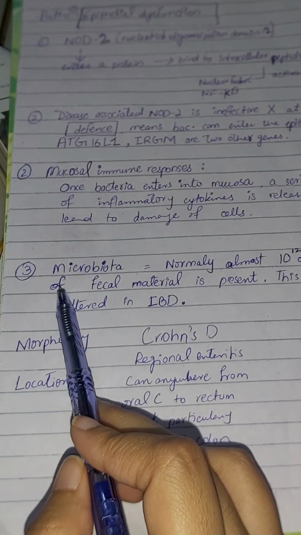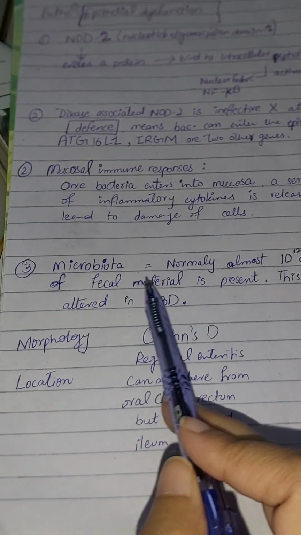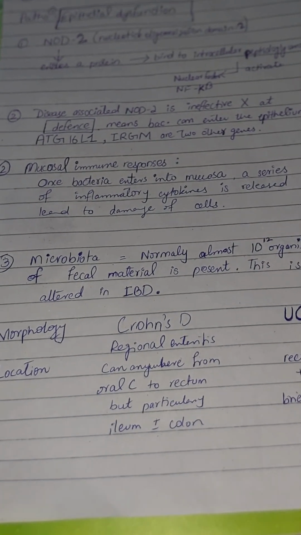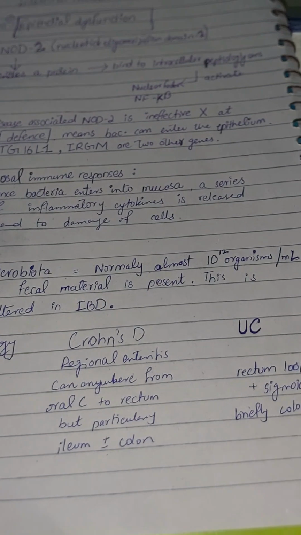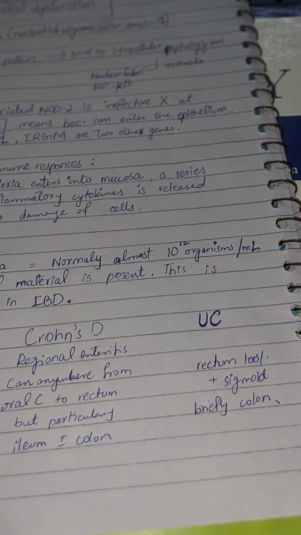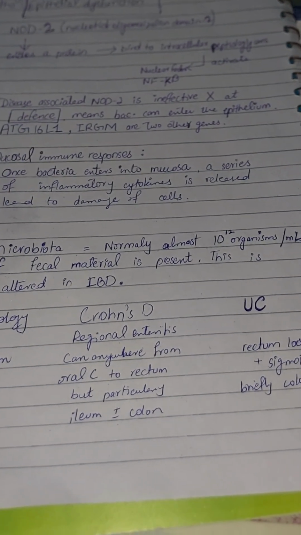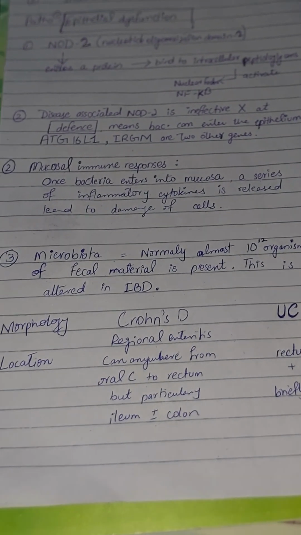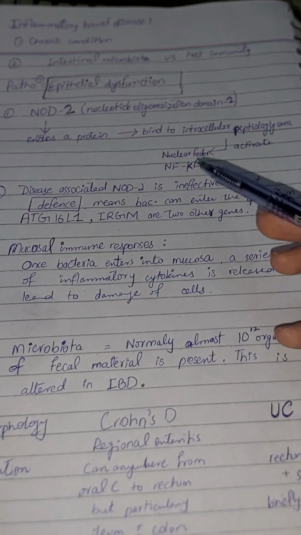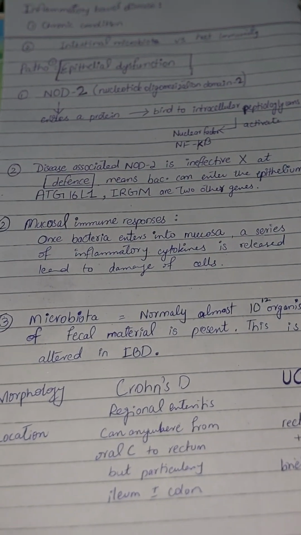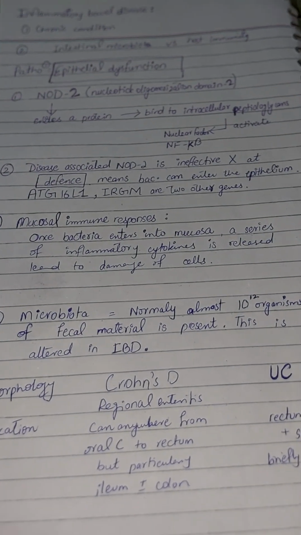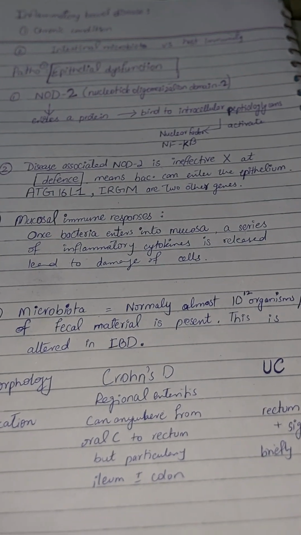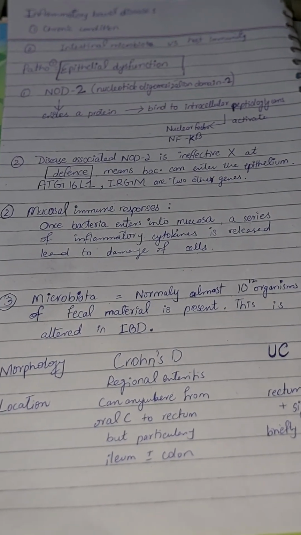Now the third one is the microbiota. What we see in patients of IBD is an alteration of the normal biota; we all know that there are 10 raised to power 12 organisms per ml of fecal material. So there is a profuse alteration in patients of IBD. These are a few mechanisms, or we can say the pathology, behind IBD, but there is not a single causative factor. There are multiple factors responsible for it.